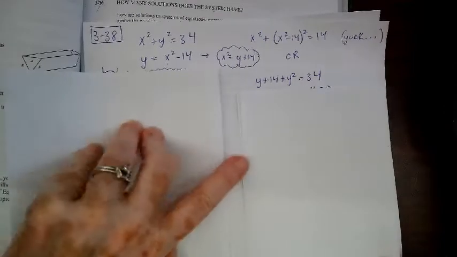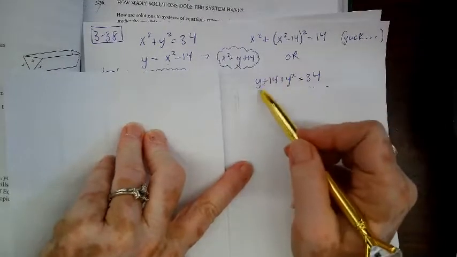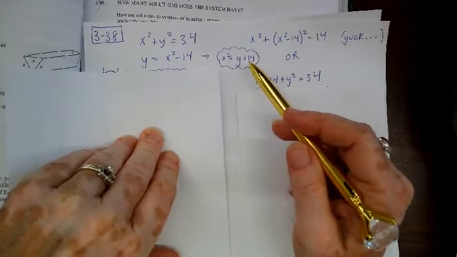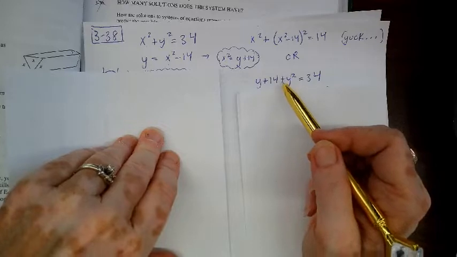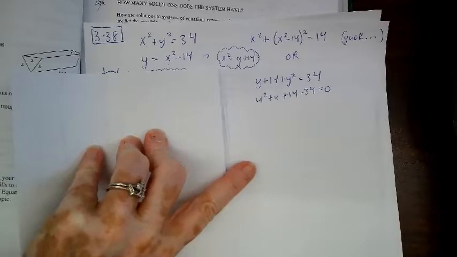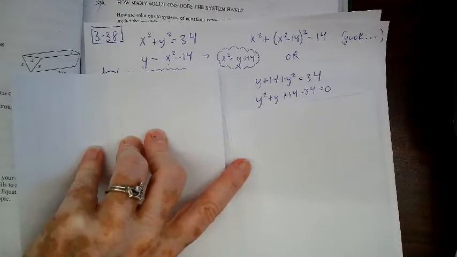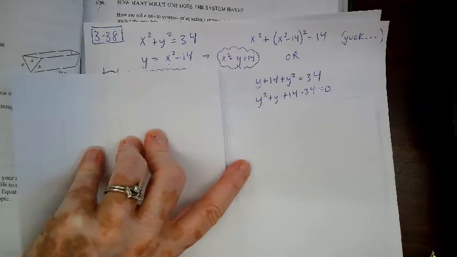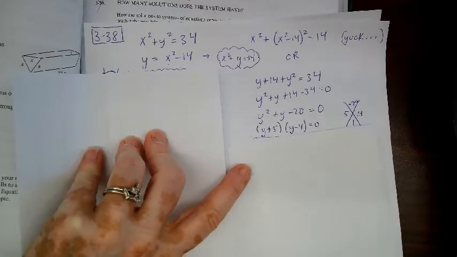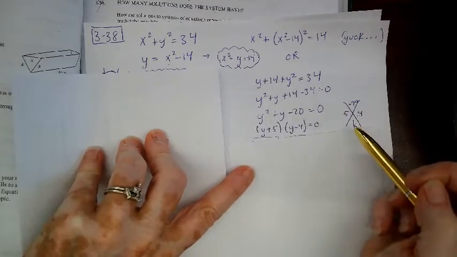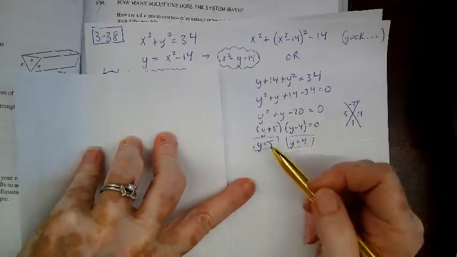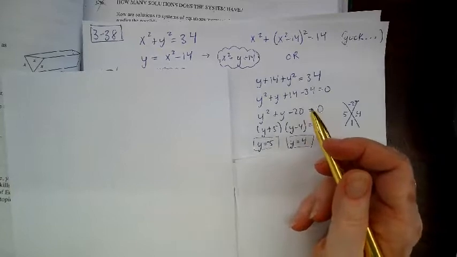So we're right here. So this was x squared, but now I substituted y plus 14 plus y squared equals 34. Okay, and then I'm just going to try to move things around until I can get it to look like a quadratic. So I took the 34 to the other side, combined like terms, and I got a nice quadratic. I needed something that multiplied to make negative 20 and added to make 1, so it was 5 and negative 4. So I got these two solutions. I got y is negative 5 and y is 4.